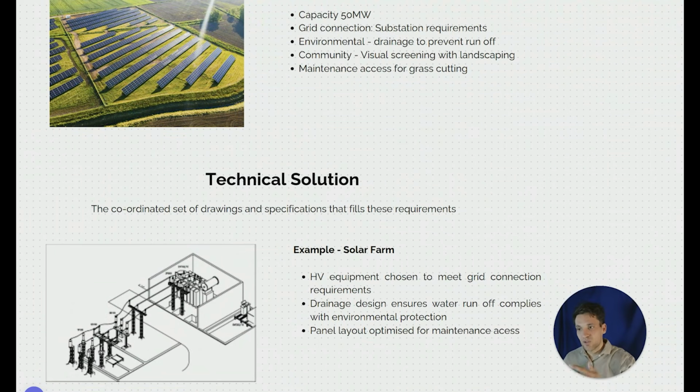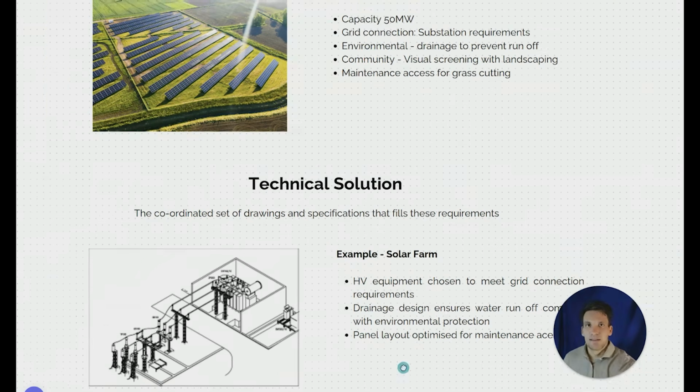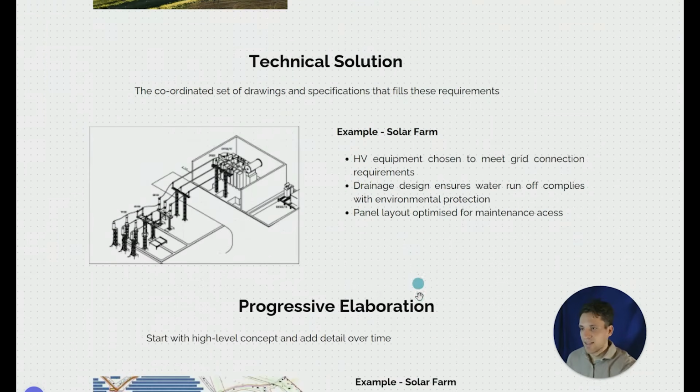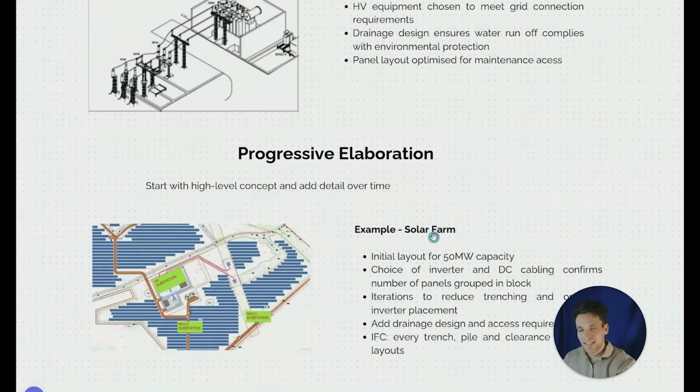We need to then choose our drainage design to ensure water runoff complies with the environmental protection requirements. Then we need to develop a panel layout that's optimized for maintenance access. So we're making technical decisions to develop a technical solution that needs to fit all the requirements of the project. Now, the next super important concept to understand about design development is the idea of progressive elaboration.